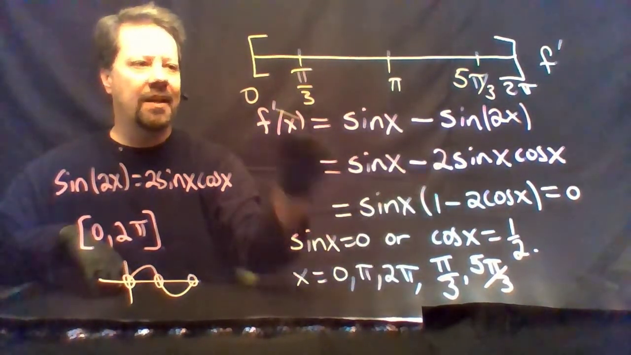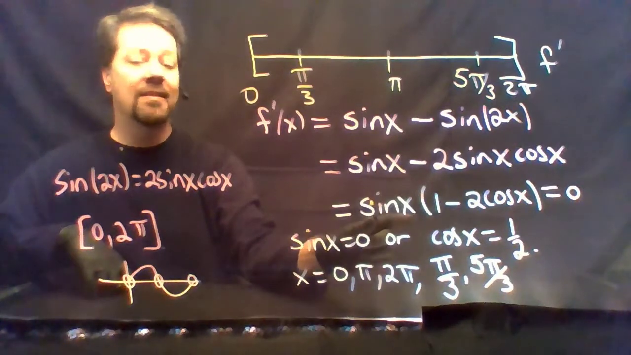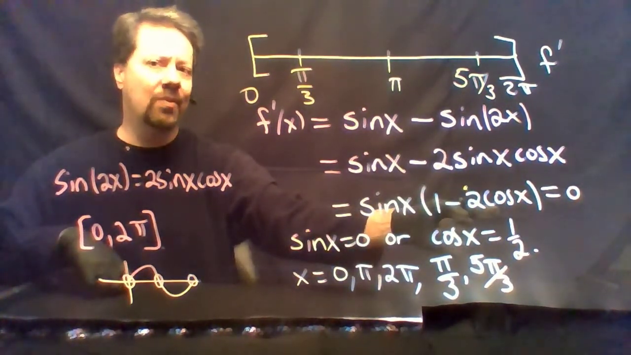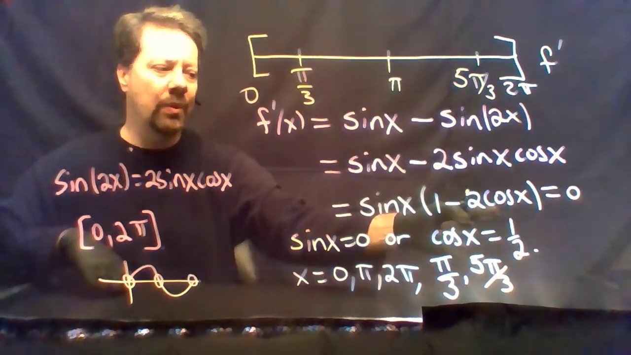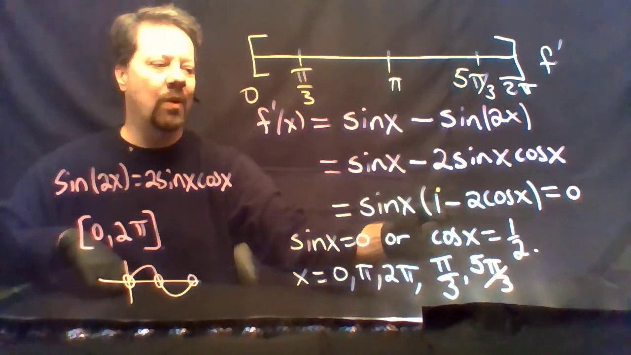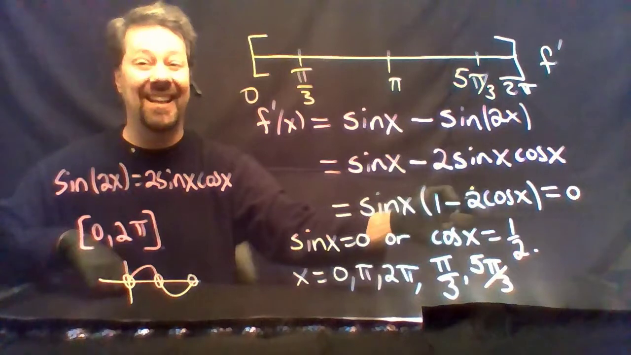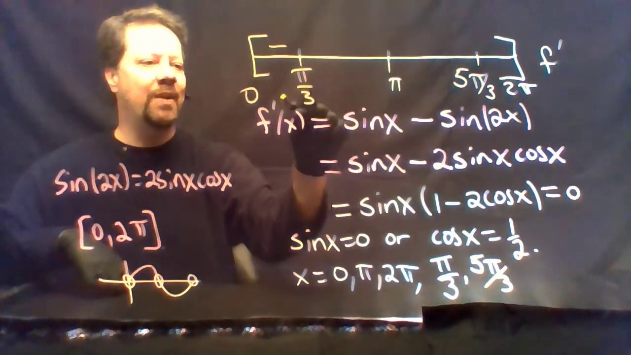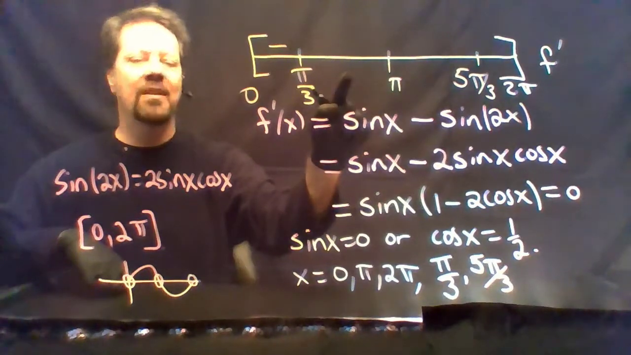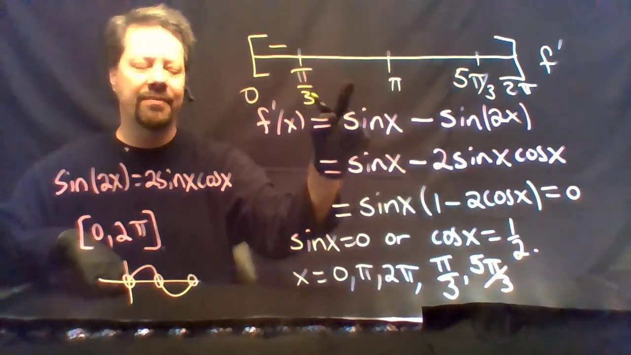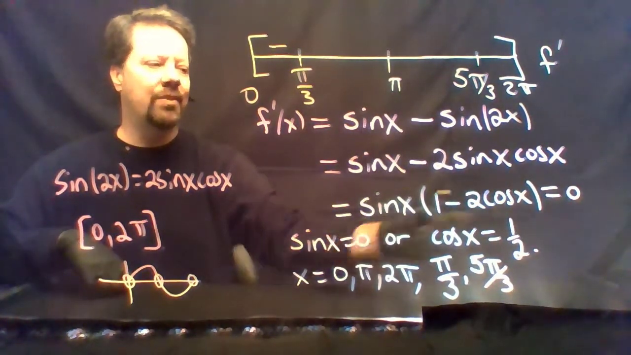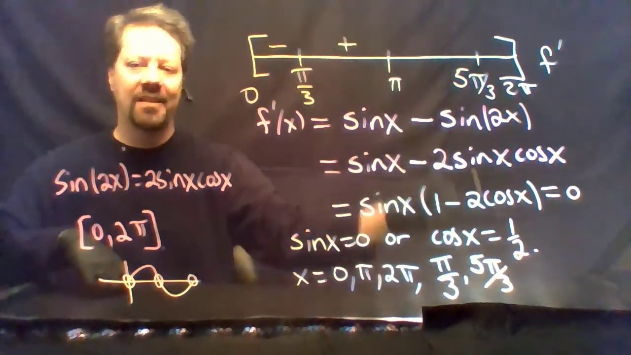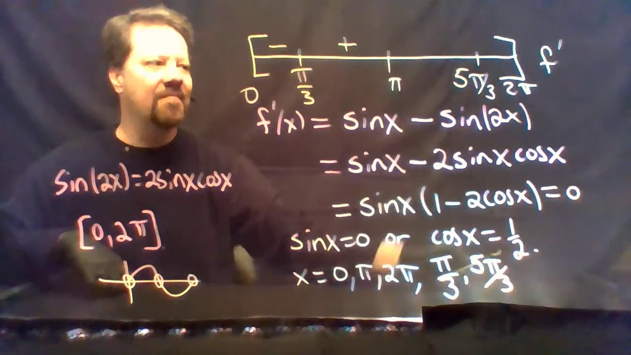So, plugging in something like pi over 6, sine is positive. The cosine of pi over 6 is the square root of 3 over 2. The 2's cancel, we end up with 1 minus the square root of 3, which is negative. What happens between pi over 3 and pi? Let's plug in something like pi over 2. The sine of pi over 2 is 1. The cosine of pi over 2 is 0. We get a positive value there.